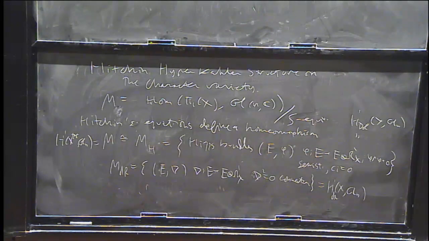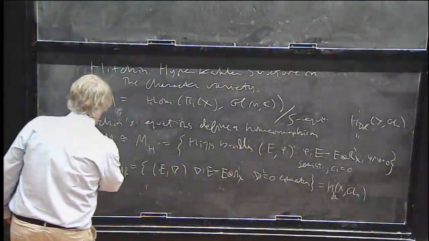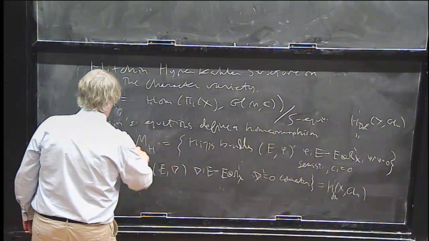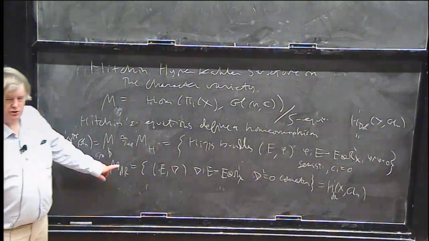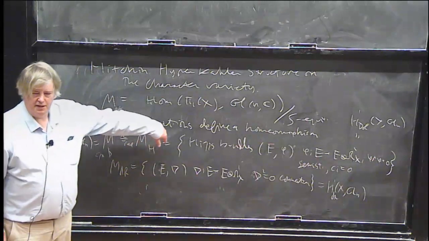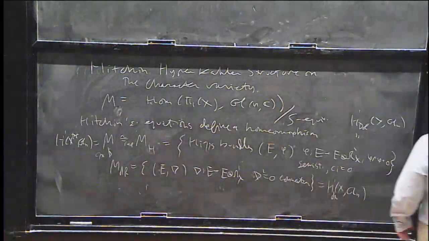And so what does Hitchin say? Hitchin says that there are two different complex structures here. This is complex, but this is only real. There's the complex structure of these two things, then there's the complex structure of this space. And what Hitchin says is that those are actually part of a quaternionic structure.